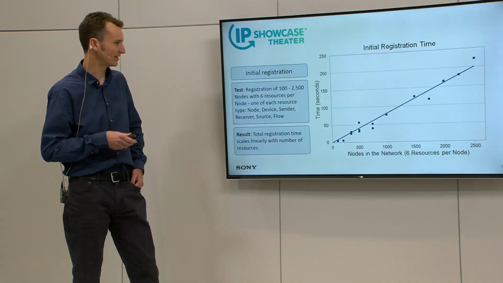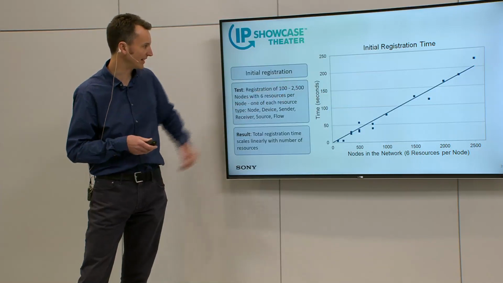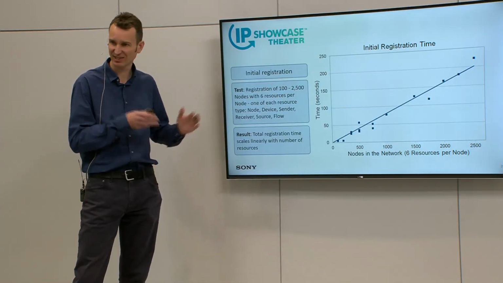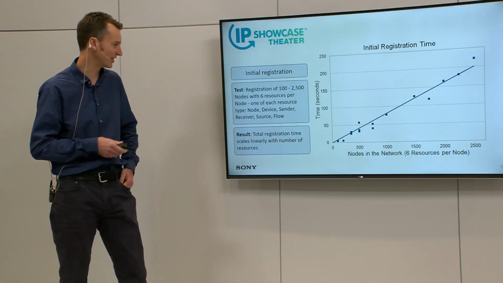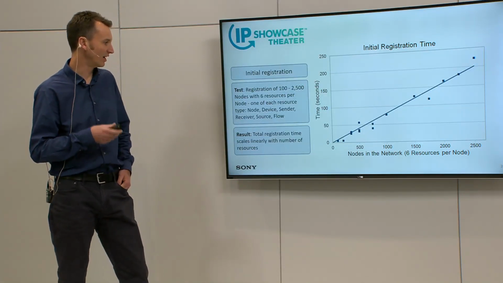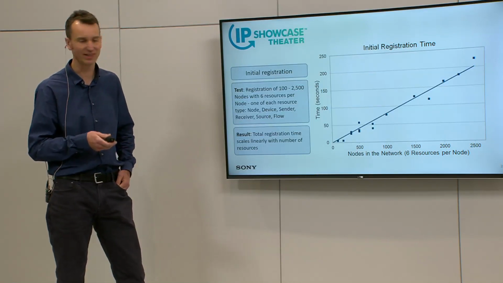So in terms of resources, we've got up to 15,000 resources in that 2,500 nodes case. So this is quite a lot of different API calls happening over our virtualized network. The result we found was the total registration time scaled linearly with the number of resources.